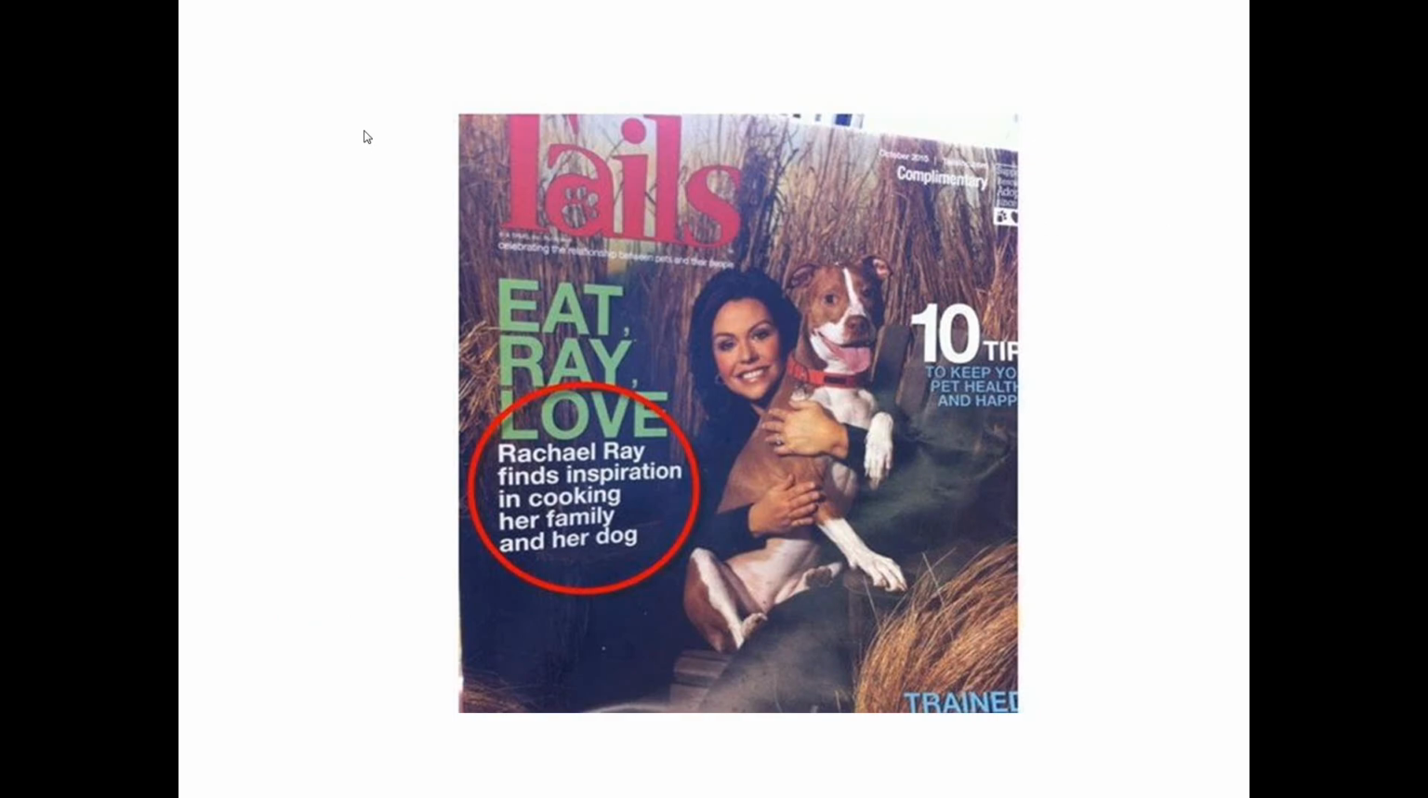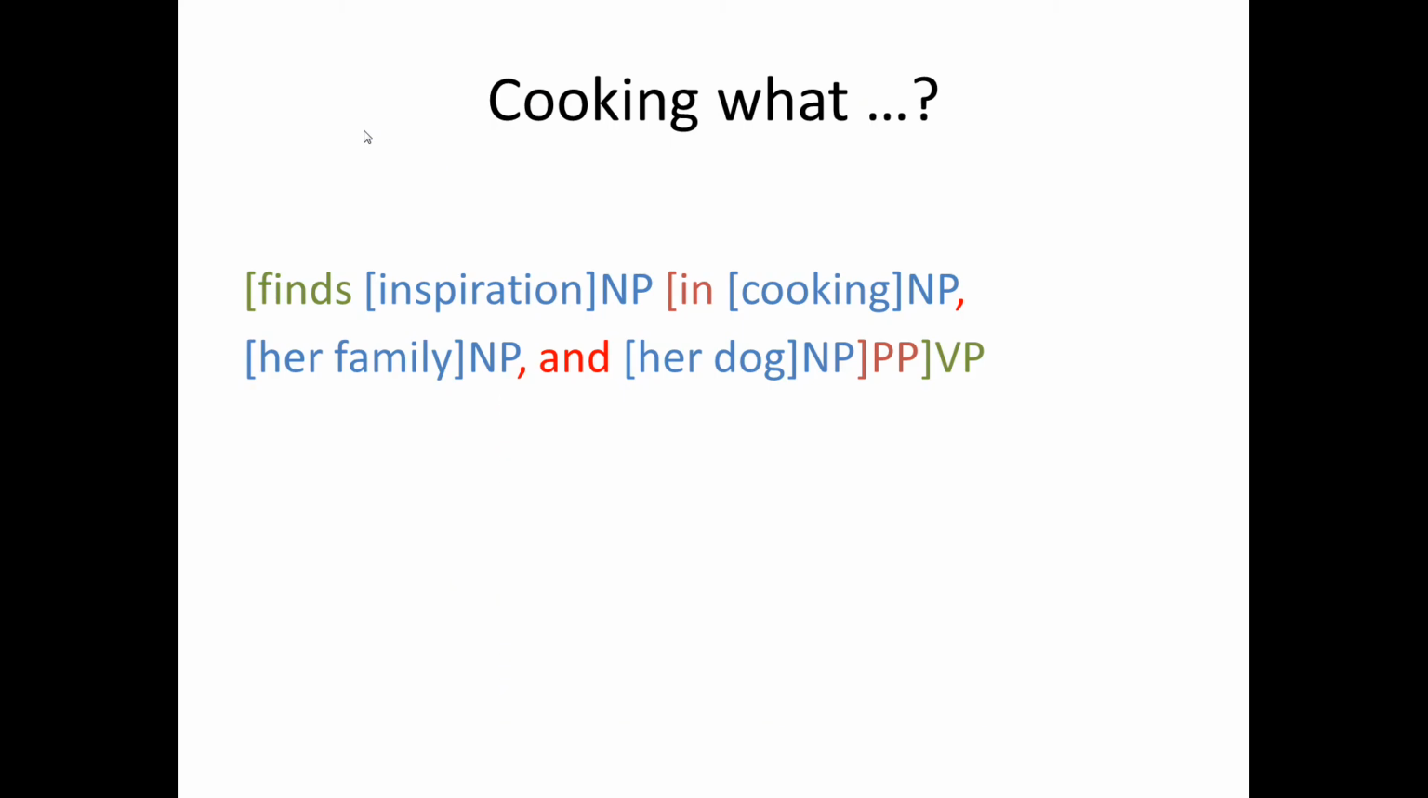Now look at this example from the cover of a magazine. Rachel Ray finds inspiration in cooking her family and her dog. Clearly, the intended reading is that there are 3 things she finds inspiration in: cooking, her family, and her dog. So the intended structure has 3 separate noun phrases, all following the preposition "in" in the prepositional phrase. So she finds inspiration in cooking, her family, and her dog.